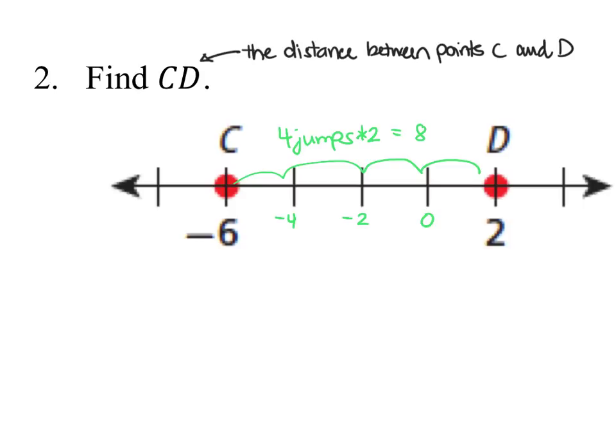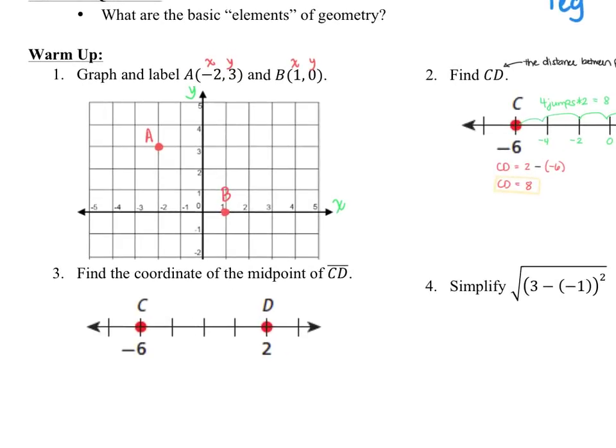There's another way that we can look at this, though. We can say that the distance between C and D is the difference between our coordinates, and this is always a sure thing, so I definitely recommend doing this. Now, when we say difference, remember that means subtraction. So we would say 2 minus -6, or the distance between points C and D is +8. Remember that distance is always going to be positive. And let's move on to number 3.